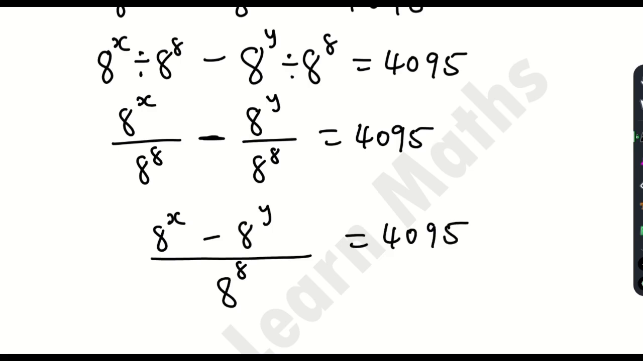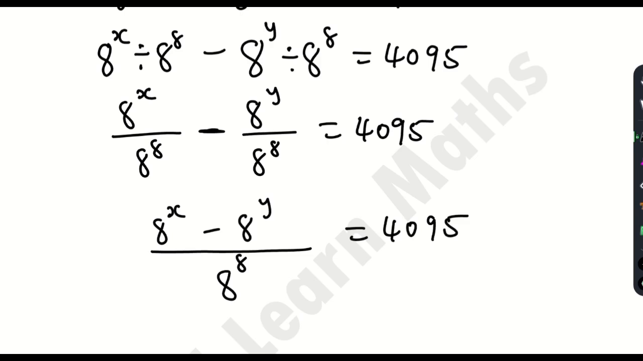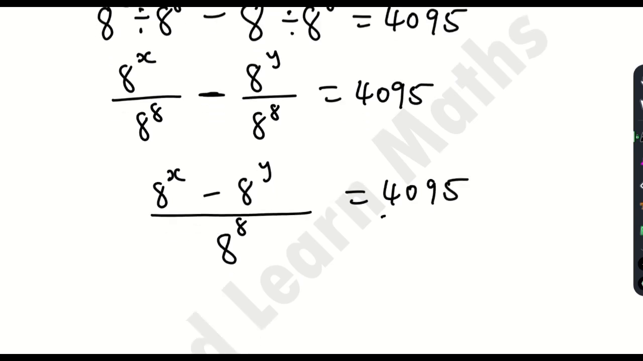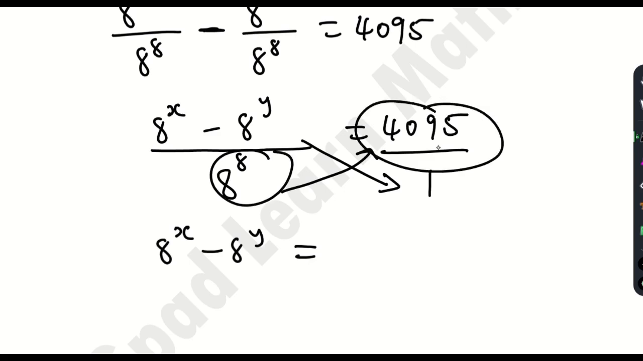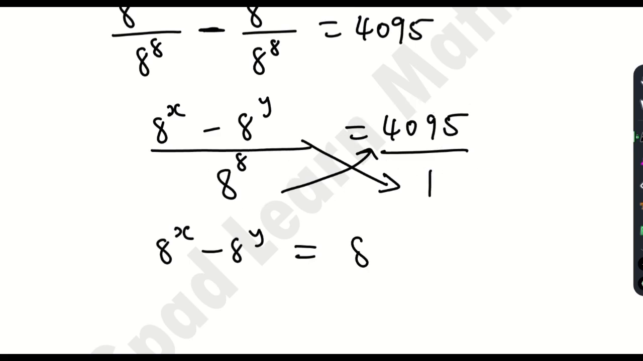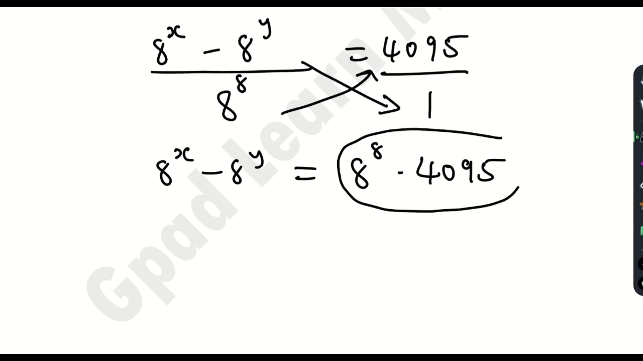4095. Now the next thing I'll do is to cross multiply. You can write over 1 here and cross multiply. So 1 times 8 raised to the power x minus 8 raised to the power y is going to be 8 raised to the power x minus 8 raised to the power y. And then you have this times this, which is going to be what? 8 raised to the power 8 times 4095. This right here is a positive number, obviously.